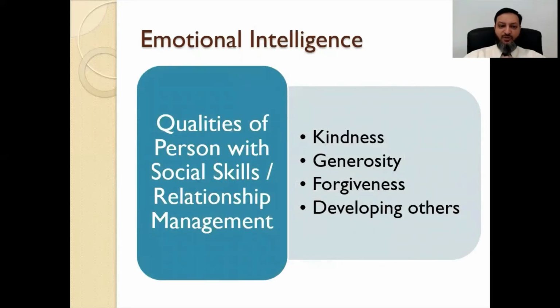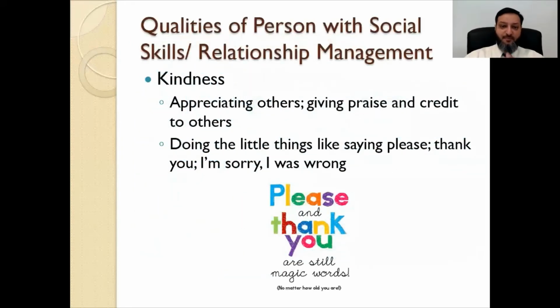So what are some qualities of a person with good social skills? Those can include kindness, generosity, forgiveness, and developing others. Let's briefly talk about a couple of these. Kindness is appreciating others, giving praise and credit to others, doing the little things like saying please and thank you, or saying I'm sorry, I was wrong when you make a mistake. I think this is a very important aspect of emotional intelligence in building strong relationships with others, especially if you're the leader of that team.